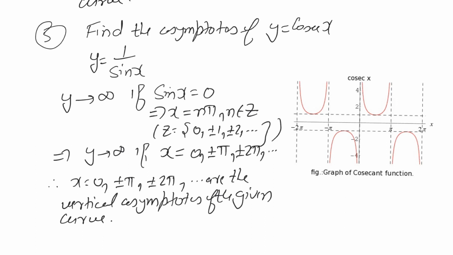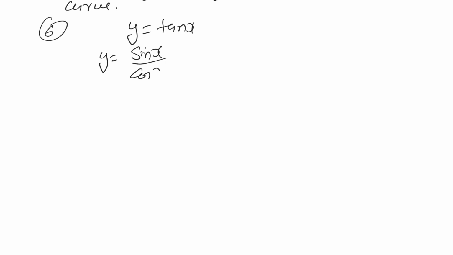Now next we take, find the asymptote of y is equal to tan x. We know y is equal to tan x can be written as y is equal to sin x by cos x. Now see, sin x is always between minus 1 and 1. It can never become infinity. So the possibility for this y becoming infinity is only through cos x, which is in the denominator. If cos x will become 0, this will become infinity. Therefore, we can write y is equal to infinity if cos x is equal to 0.